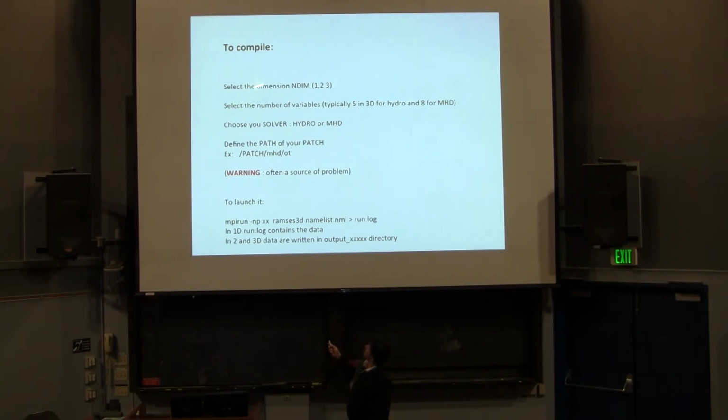So the first thing you have to specify is the dimension of the problem. It could be 1, 2, or 3. Then you have to specify the number of variables. So typically, if you are doing the 3D hydro problem, you have 5 variables: the density, the pressure, and the three velocity components. If you are doing MHD, that should be 8, whatever the dimension, okay?